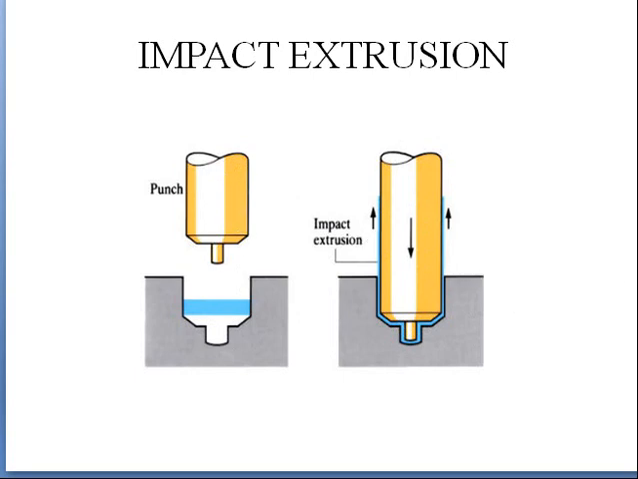And the collapsible tubes, in the sense, the tubes which we use for toothpaste, the tubes in which we get facial creams and all, are made in impact extrusion process. That is about the extrusion process.